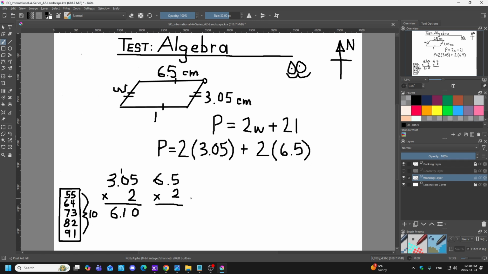6.5 times 2. 5 times 2 is 10. Carrying the 1, 6 times 2 is 12, plus 1 is 13. We do the exact same thing, called upside down leapfrogging. We have one jump. One jump. Therefore, our decimal is right there.